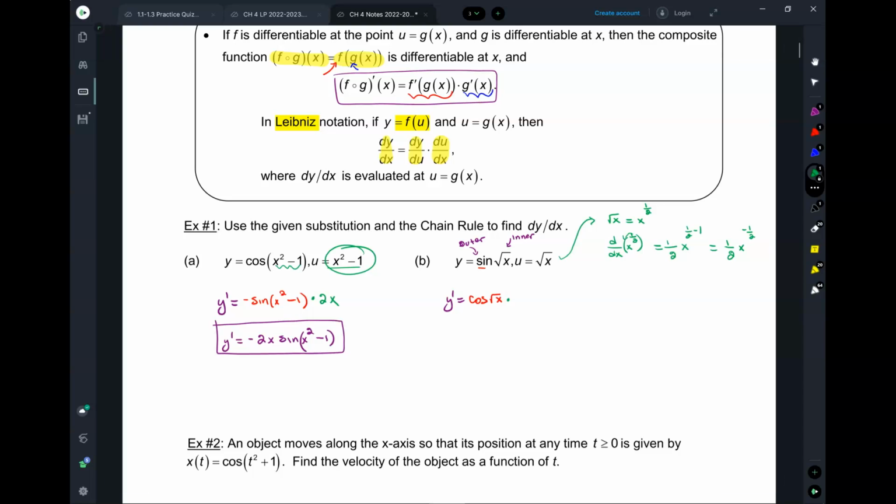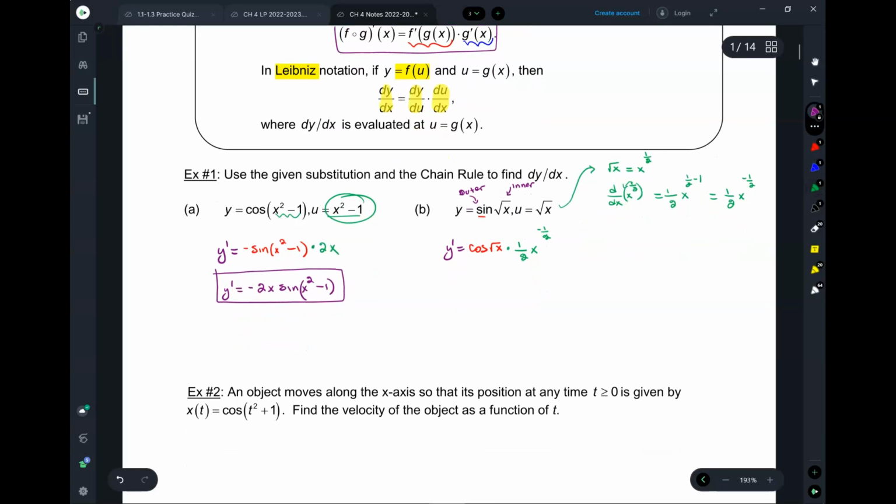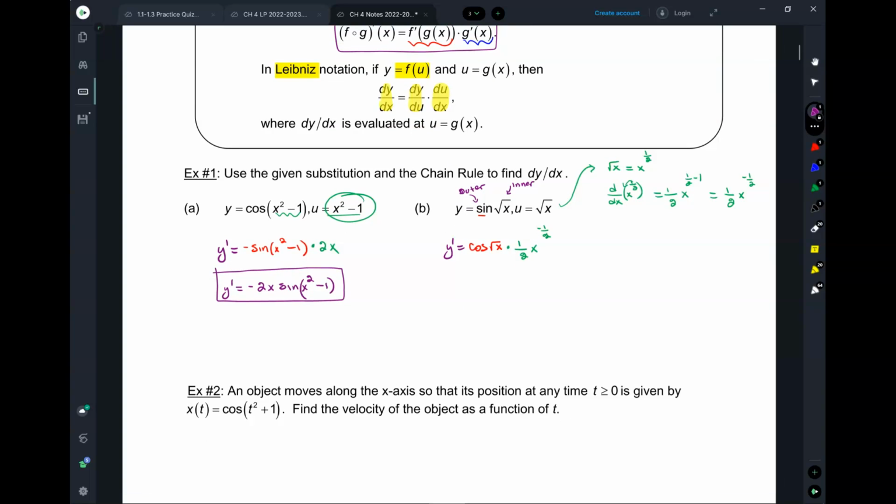Okay, so let's write that here. 1/2 x to the -1/2. And then you're like, wait a minute, am I done? Well, not quite, because we can't ever have a negative exponent. So we're going to rewrite this as cosine root x times 1/2 x to the positive 1/2, right? Anything with a negative exponent comes down. So that's one way of writing it.